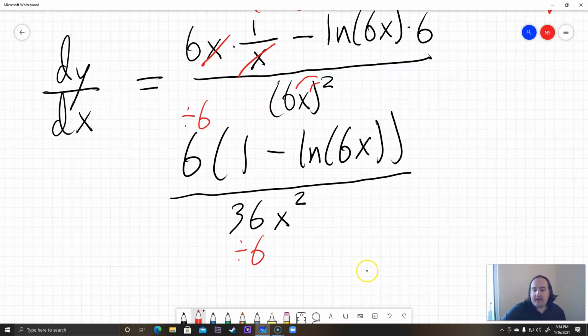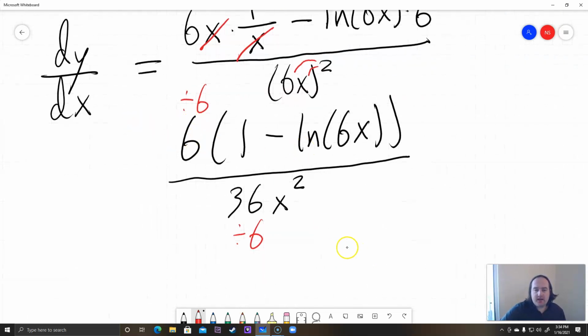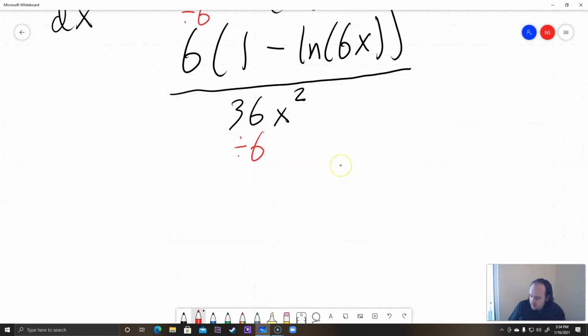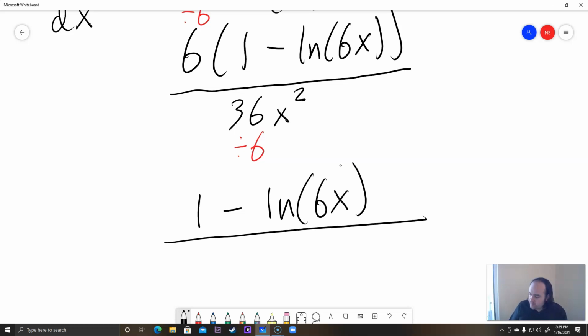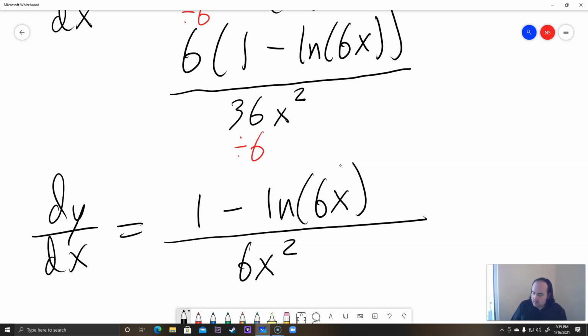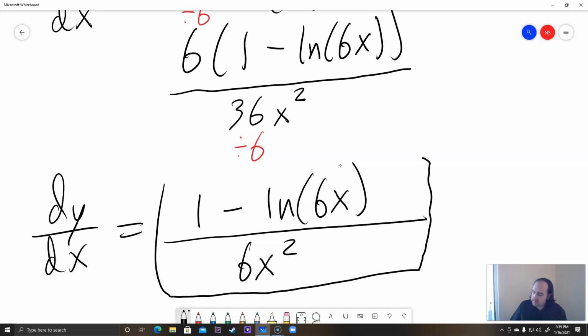Okay, so after we do all that, we're just going to have a 1 on the top. So we're going to be left with 1 minus ln of 6x on the top. And then on the bottom, 36 divided by 6 is 6x squared. So our answer is going to be dy/dx equals 1 minus ln of 6x all over 6x squared. Okay? So hopefully that's a good review of the quotient rule.